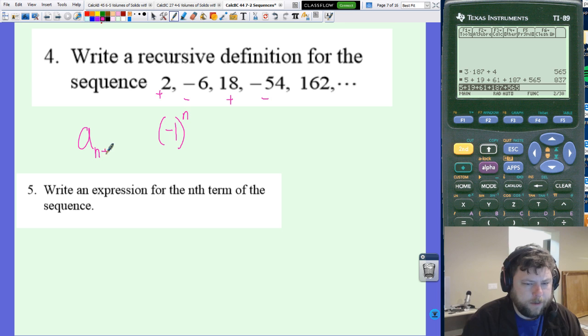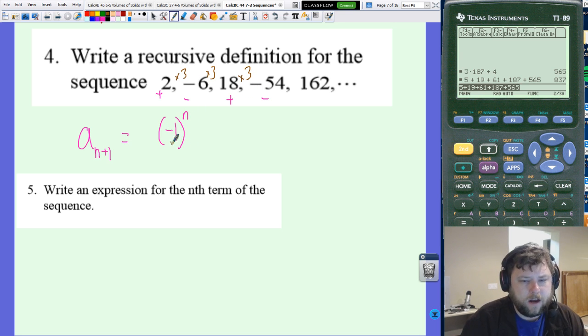So I'm going to say a sub n plus 1. I could use k, but I'll use n. So this thing is going to kind of flip the sign every time. So I'm going to do that. And notice here, what's it doing? Usually it's multiplying by a number or adding a number every time. So 2 to 6 to 18, I'm noticing I'm times by 3. So you times them by 3 every time.